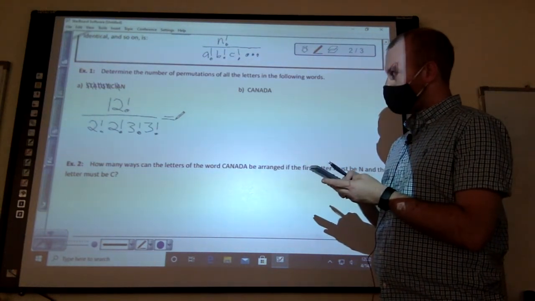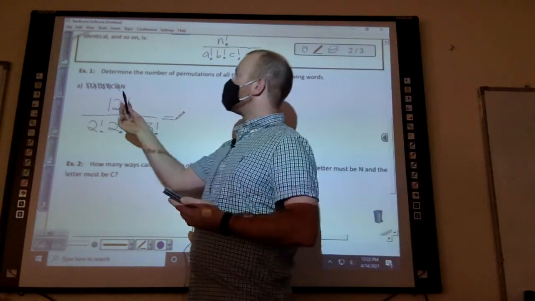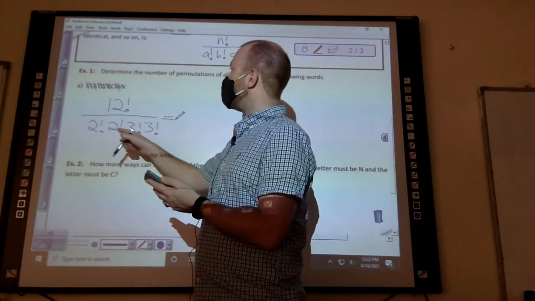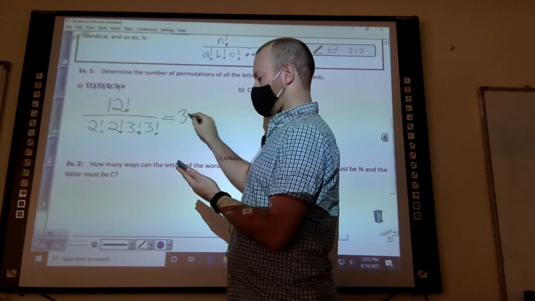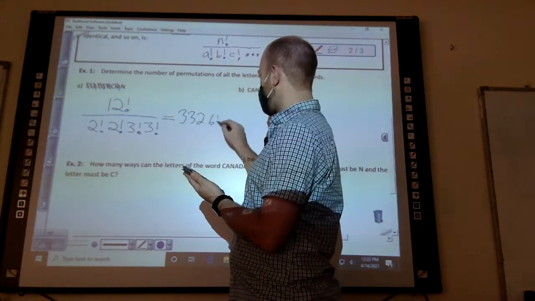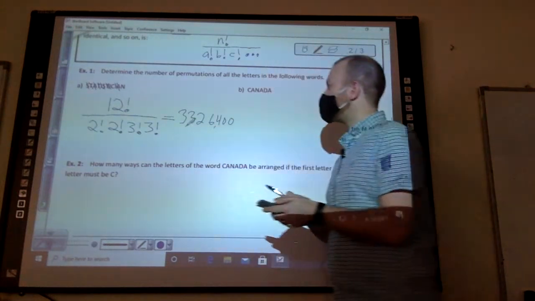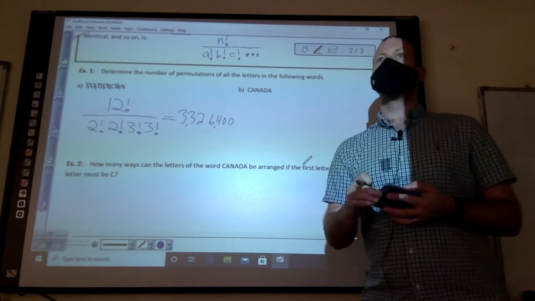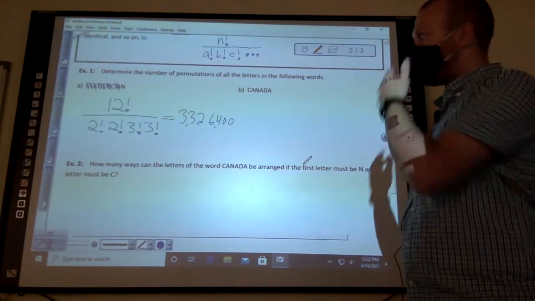Where are the threes? The T's and the I's. Yeah, 3 T's, 3 I's. And the A's and S's. 3, 3, 2, 6, 4, 0, 0. So 3,326,400. In this one, we just put like 2, 3, 3 in between the brackets, right?